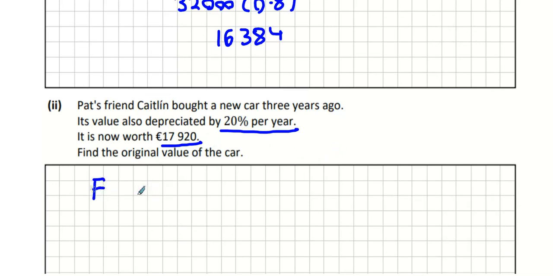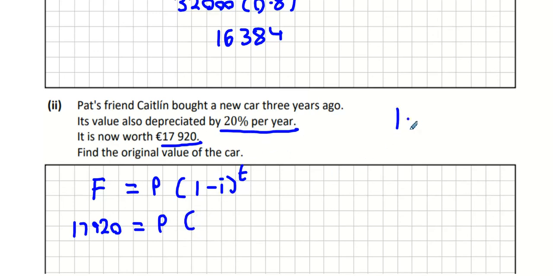So in this case, we're not looking for the F value, but we're actually looking for the P value. And once again, we're going to list this equation here. Okay? And what we're going to get is our F value is 17,920. That equals the P value. Now the I is still 20%, so it's going to be 1 minus I, which is 1 minus 0.2, which is 0.8. And we still know that's 3 years.